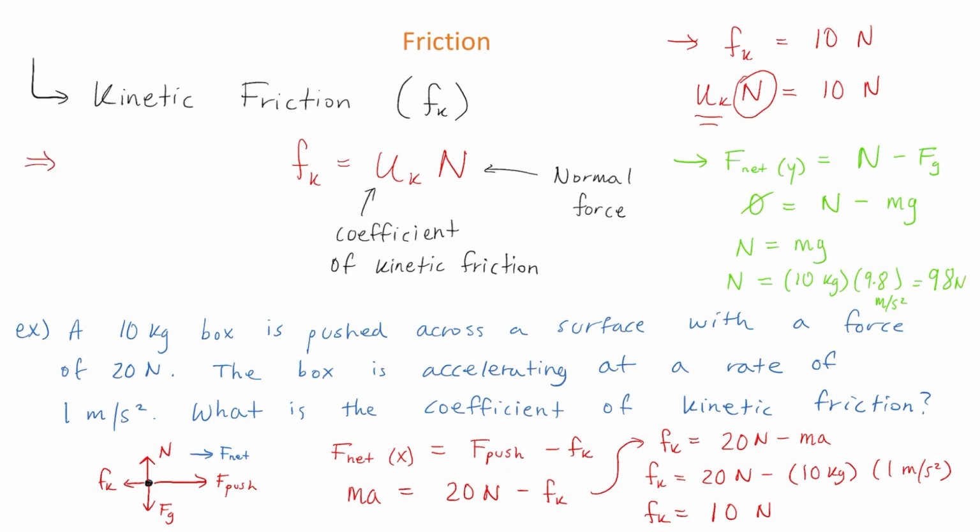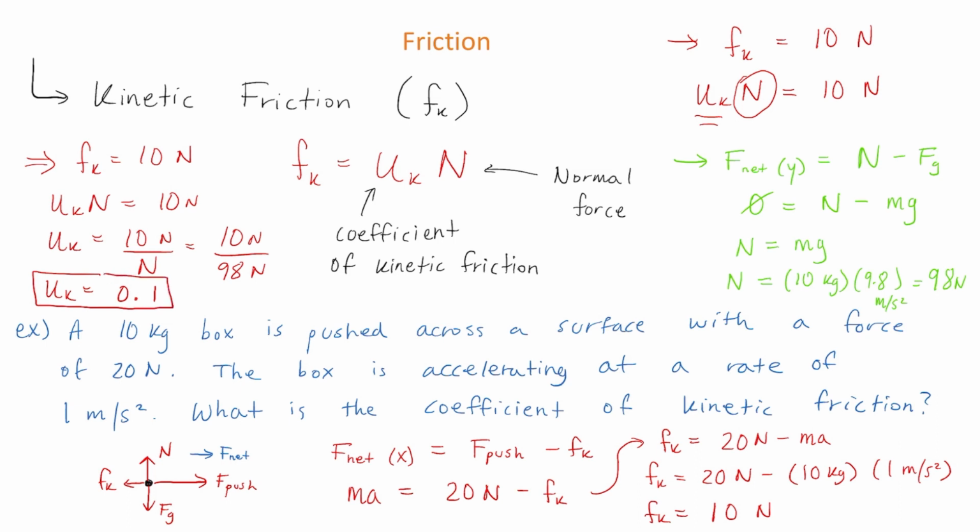And now that we have the normal force, we have everything we need to solve for the coefficient of kinetic friction. We just need to rearrange our equation and isolate for mu k, then plug in our value for the normal force, and we find that the coefficient of kinetic friction is equal to about 0.1. And that's how you use the kinetic friction equation to solve forces questions.